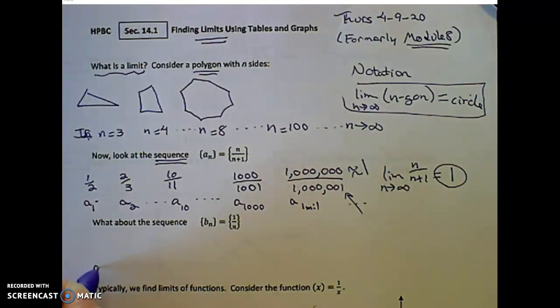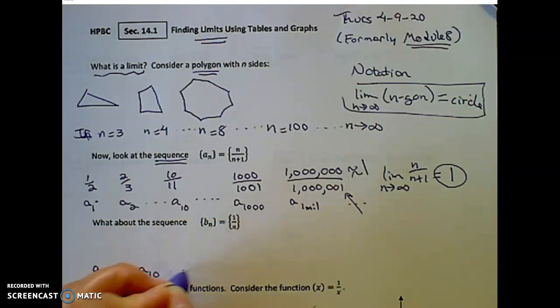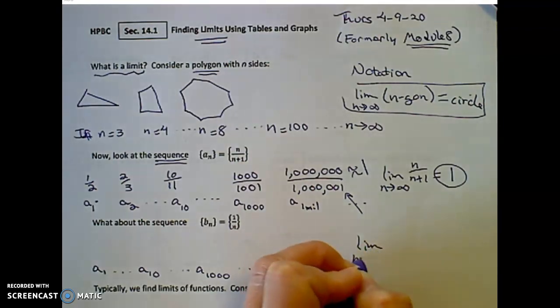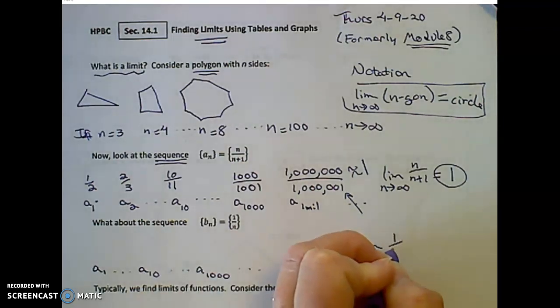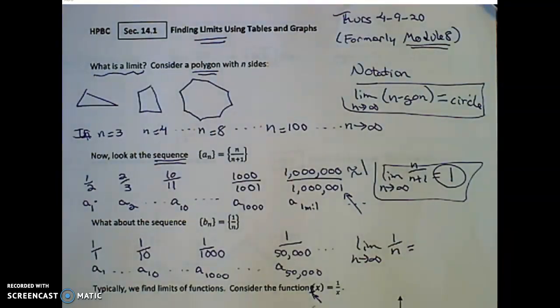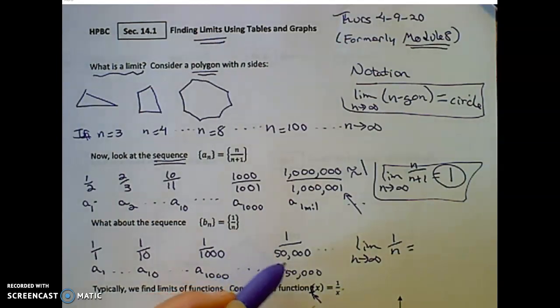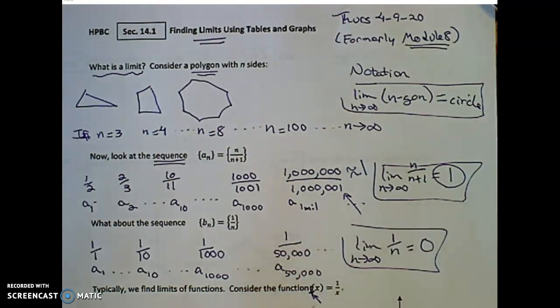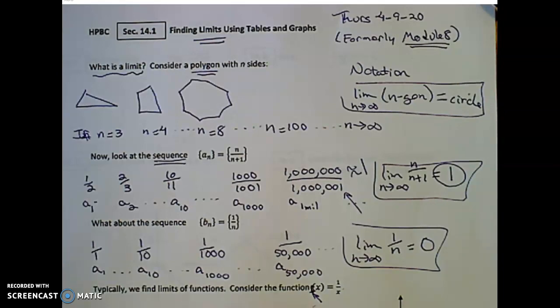What about this sequence? I'm going to ask you to jot down the first term, the 10th term, the 1,000th term. What is the limit as n approaches infinity of that sequence? I'll pause. Please notice as my input gets larger and larger and larger, my fraction value actually gets smaller and smaller and smaller, and that limit is equal to 0. Okay, so again, that's the concept of a limit. What value am I approaching?